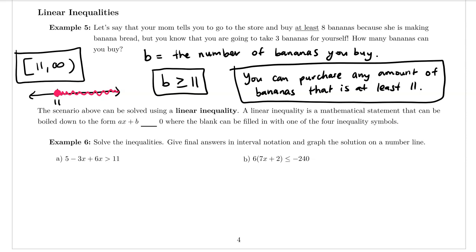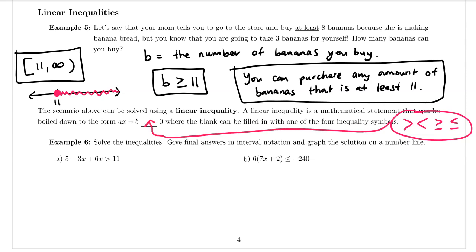The scenario above can be solved using a linear inequality. A linear inequality is a mathematical statement that can be boiled down to the form ax plus b blank 0, where the blank can be filled in with one of the 4 inequality symbols, which let's remind ourselves. We have greater than, less than, greater than or equal to, and less than or equal to. So those are the 4 inequality symbols, and any of these 4 can be filled into this blank spot here, and then that would create what we call a linear inequality.